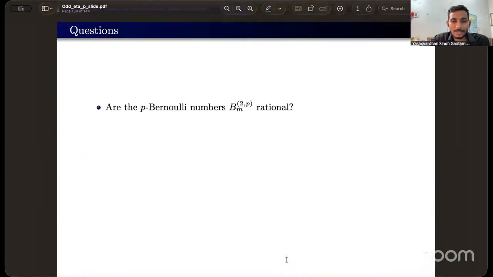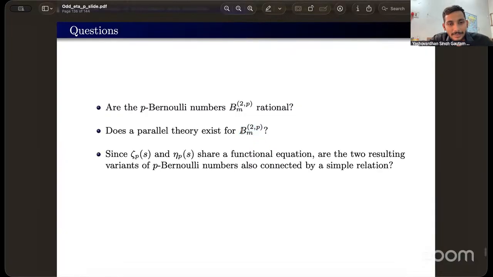We have some questions that we want to know. First, are the p Bernoulli numbers rational? Does it depend on p, for example if pi p is rational then it is rational, or does some condition come with p, and what is that condition? Second, do we have a theory like we have for the classical Bernoulli numbers, like recurrence relations and other things? Third, we have a very nice functional relation with zeta p and eta p, with zeta p of 1 minus s on one side and eta p on the other. Similarly, do we have this kind of relation for our two Bernoulli numbers?